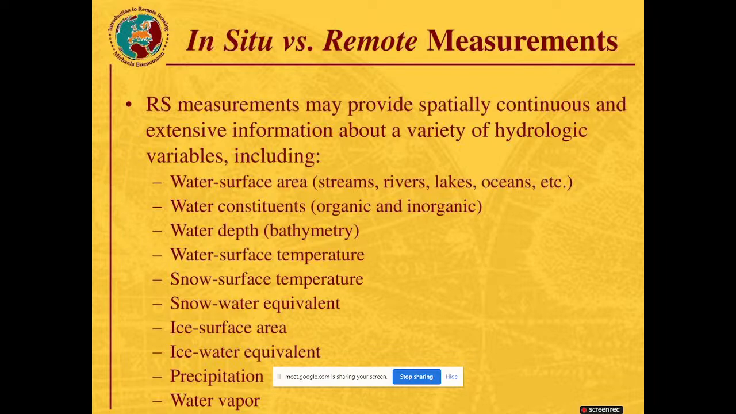All of those things we can extract from the remote sensing data. Suppose you want to identify the water surface area, it is also possible. You want to identify organic or inorganic matter in the water body, it is also possible. You want to identify the water depth or bathymetry, it is also possible. You want to identify temperature. Here I include all of those hydrological variables. All of those hydrological variables also provide spatially continuous coverage of the water body. We can get all of this information from remote sensing parameters using different types of remote sensing techniques.